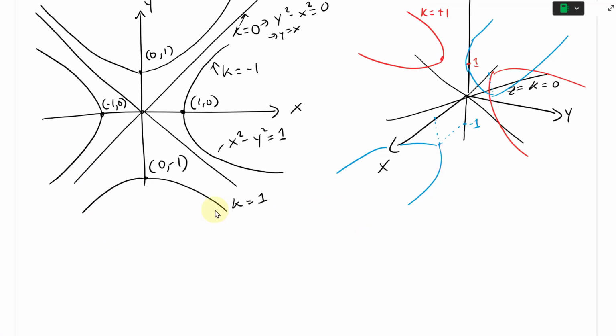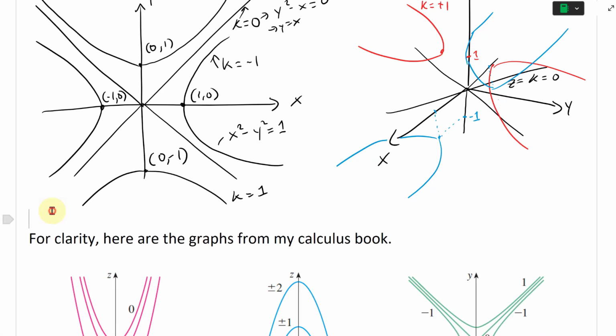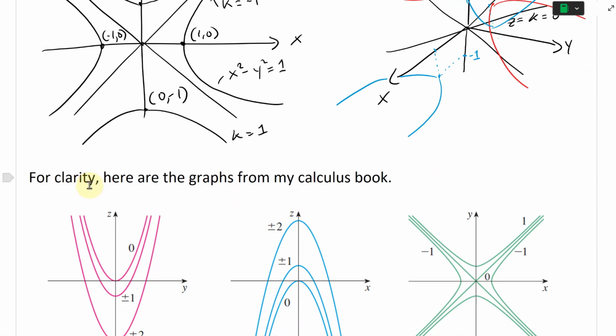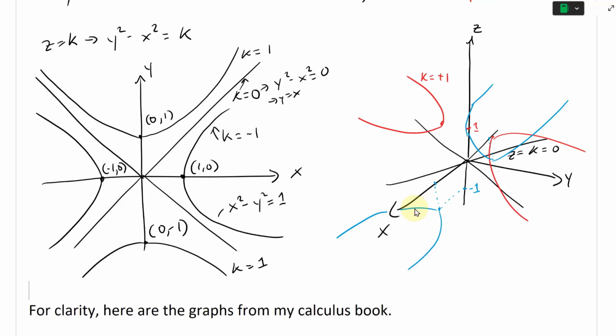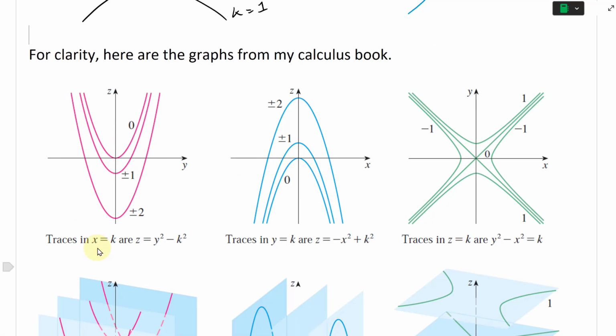And yeah, I'll show the calculus book image soon, but actually we'll just show it right now. So for clarity, here are the graphs from my calculus book. This is doing it manually just to illustrate the process. So traces in x equals k are z equals y squared minus k squared, so it opens up upwards like that. These are for different values of k across there. And then traces in y equals k are z equals -x squared plus k squared. It goes down like that. And then traces in z equals k are this right here.